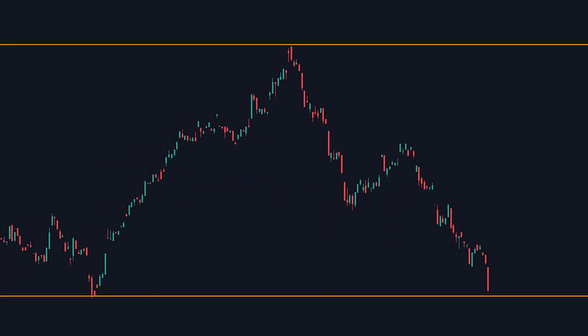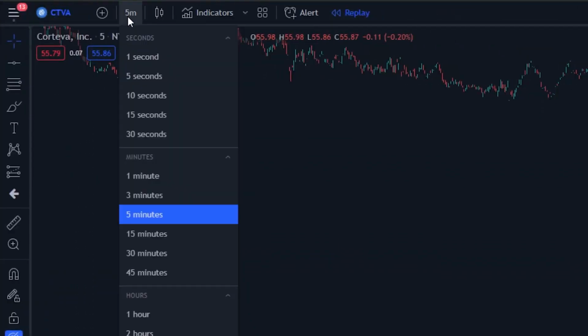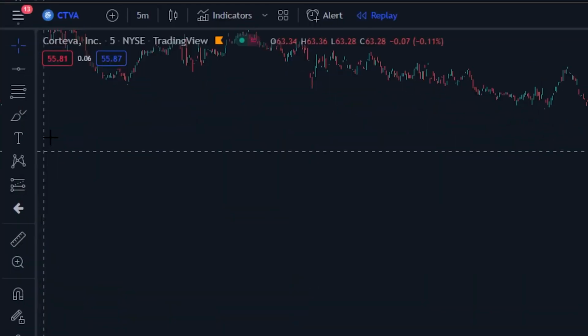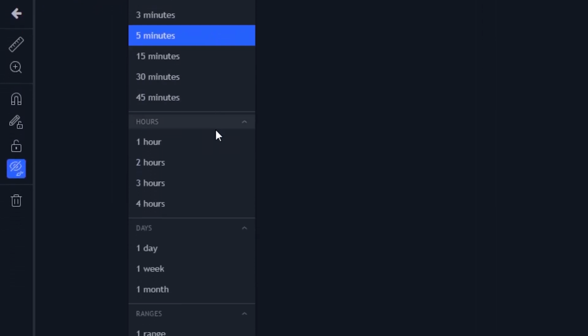First things first, you wanna do what I call the top-down approach. This is where you go on a higher time frame than what you normally trade on and draw your support and resistances there. So for example, if you're day trading and are on the 1 minute or 5 minute time frame, you should be going on the 1 hour time frame to draw your levels. There are a lot of reasons for this.